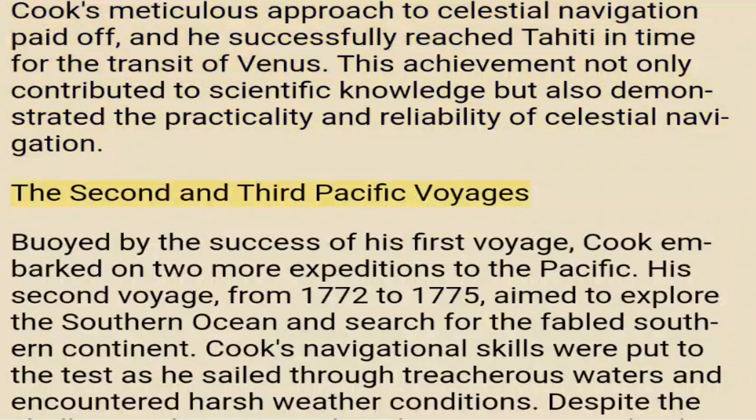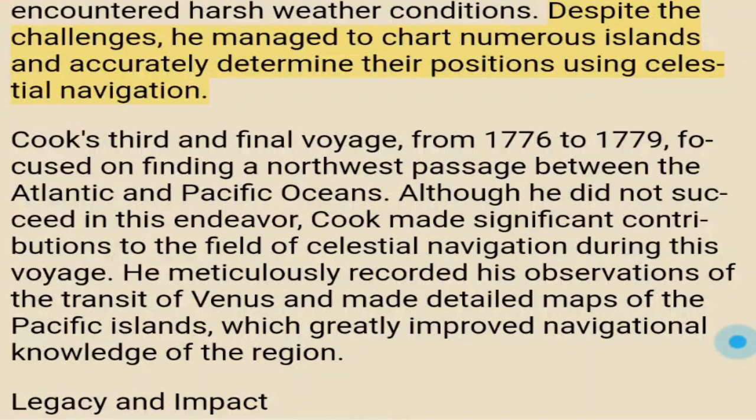The Second and Third Pacific Voyages. Buoyed by the success of his first voyage, Cook embarked on 2 more expeditions to the Pacific. His second voyage, from 1772 to 1775, aimed to explore the Southern Ocean and search for the fabled southern continent. Cook's navigational skills were put to the test as he sailed through treacherous waters and encountered harsh weather conditions. Despite the challenges, he managed to chart numerous islands and accurately determine their positions using celestial navigation.